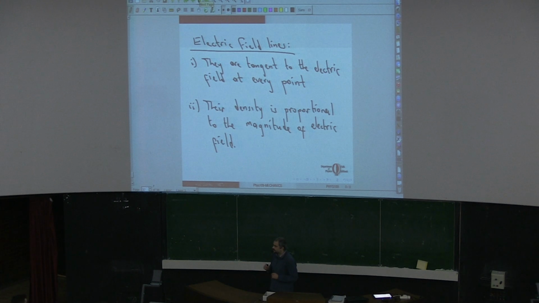The density of the electric field lines is proportional to the magnitude of the electric field. No. Density is number over the area.